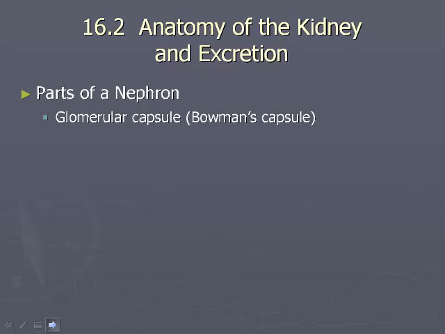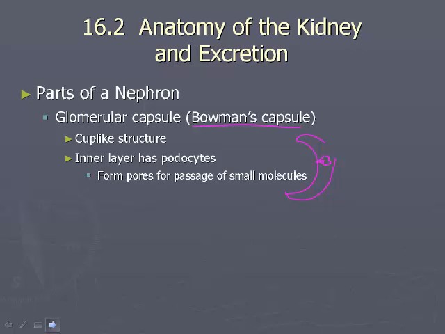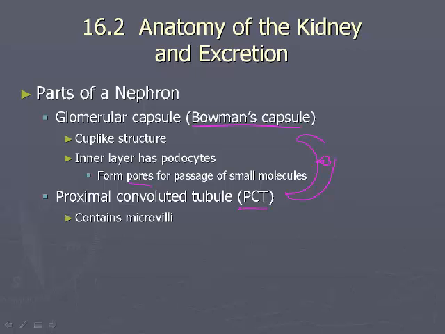So continuing on here, what is the glomerular capsule? We also call it the Bowman's capsule because seriously, who can say glomerular? It's a cup-like structure. So it looks something like this. And what it has is these things called podocytes. It's pretty much little holes in the glomerulus, which allows things to go through it. Okay, so they're little pores. And what happens next is it goes through something called the proximal convoluted tubule, or we call it the PCT. And these contain little microvilli.